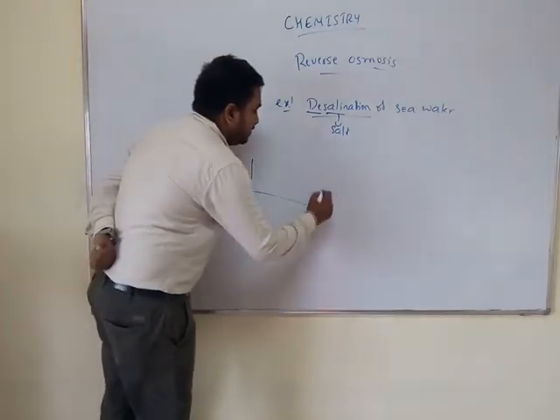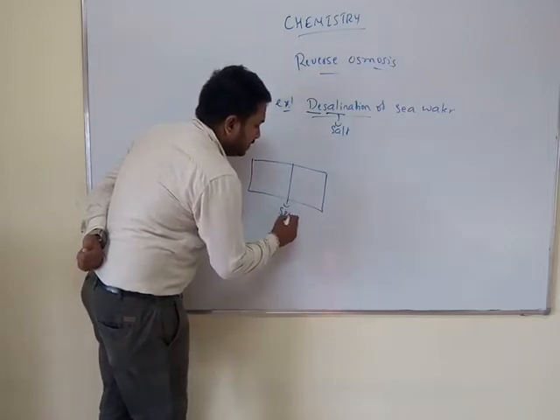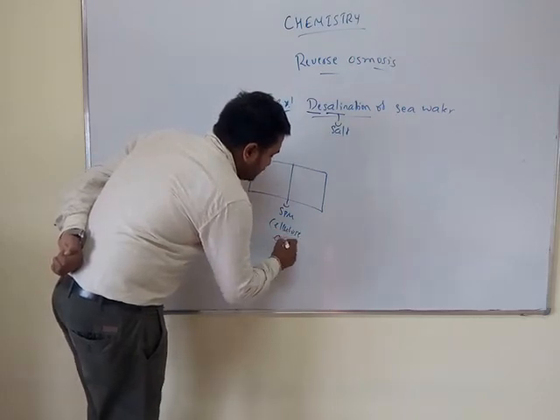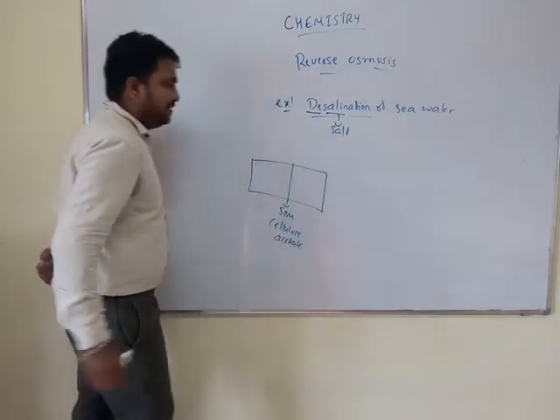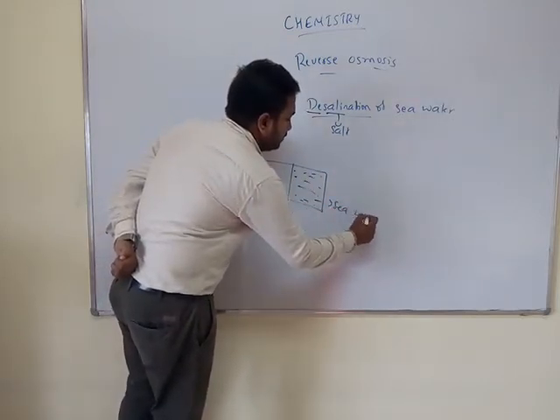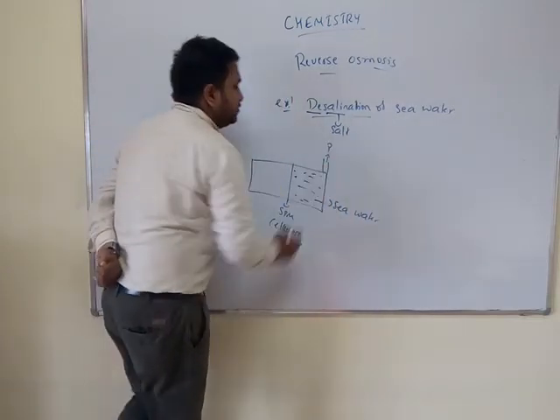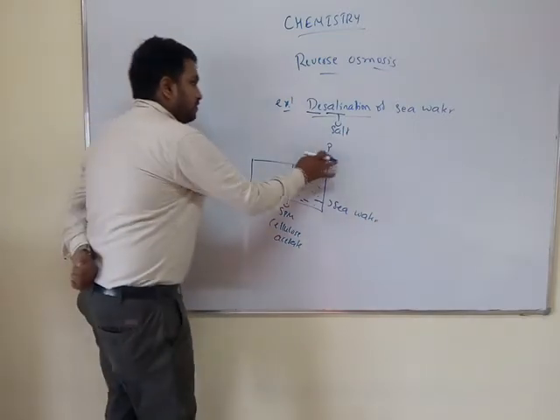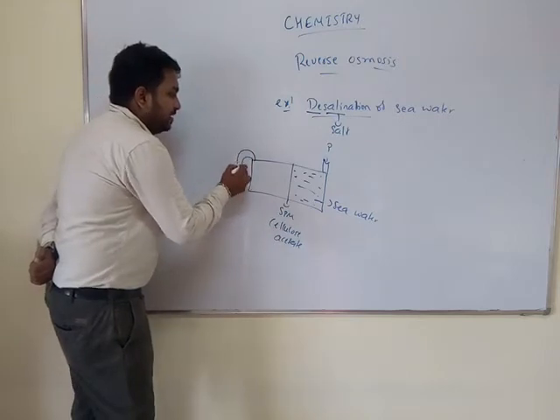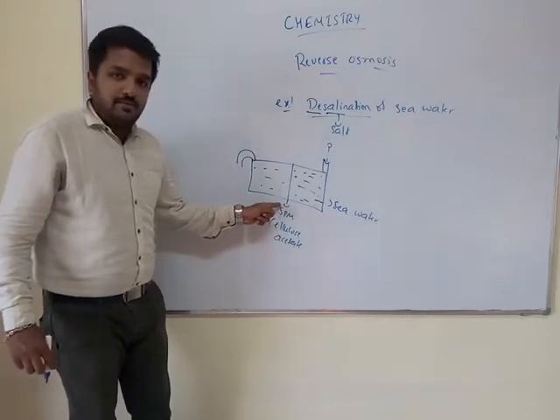Now if you look at the simple representation of this, we have the semi-permeable membrane. We use cellulose acetate as a semi-permeable membrane. This is the seawater, and we will have a piston here to apply the pressure. Here we will apply the pressure through the piston. So if you apply this pressure, what happens through the semi-permeable membrane?